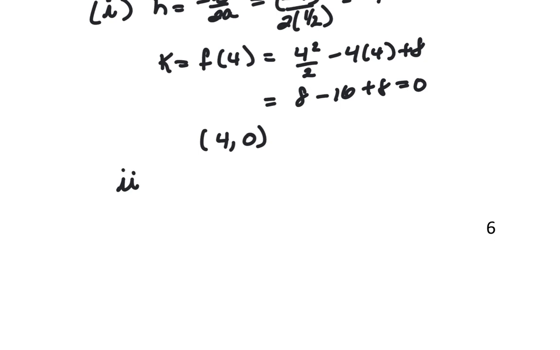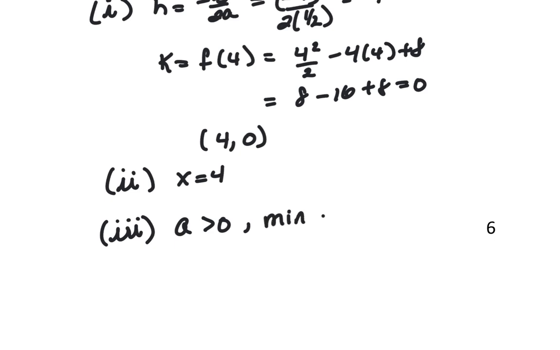The second part is they're asking me for the axis of symmetry. X is equal to 4. The third part is asking whether or not it's a max or a min. Because a is greater than 0, we know we're going to have a min of 0, the k part, at x is equal to the h part, which is 4.